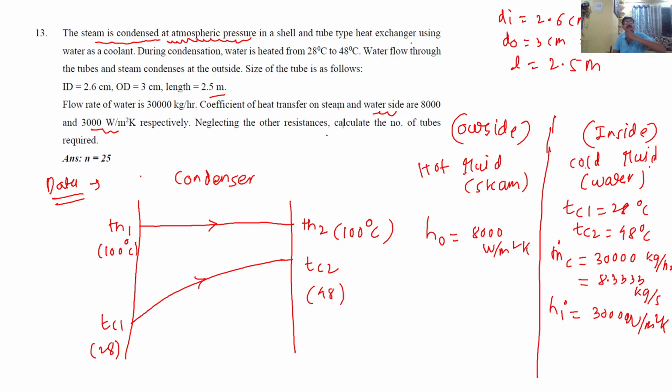Neglecting the other resistances. Other resistances means what? The conductivity value for the tube is not mentioned, so naturally I have neglected the tube resistance. Calculate the number of tubes required. So what is the required answer? The required answer is the number of tubes. Now we'll go for the solution.